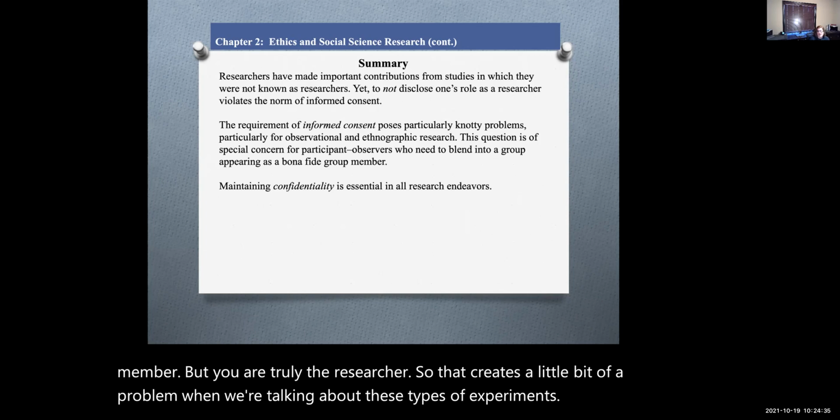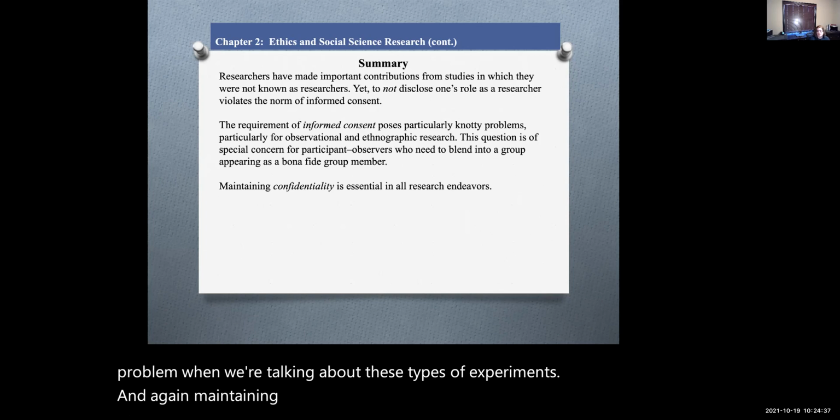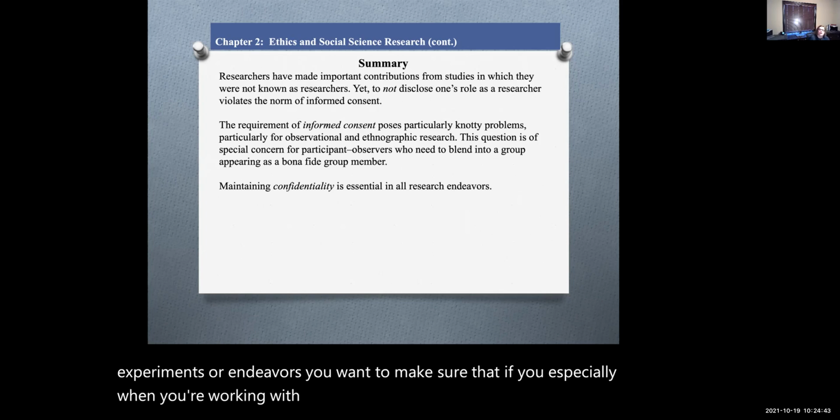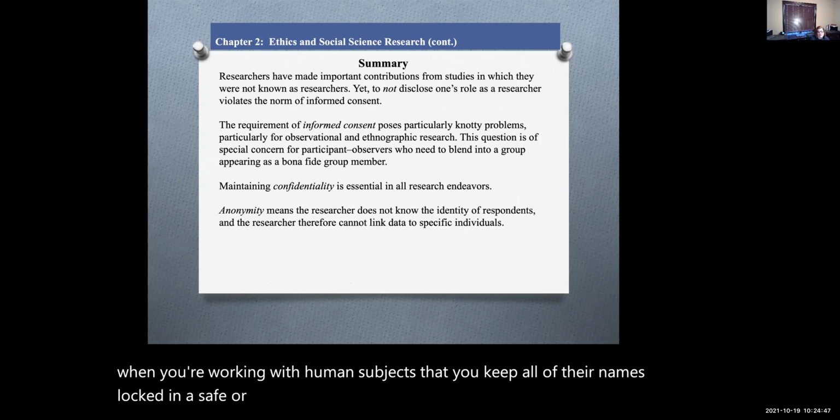And again, maintaining confidentiality is essential in all of your research experiments or endeavors. You want to make sure that especially when you're working with human subjects, you keep all of their names locked in a safe, in safekeeping.